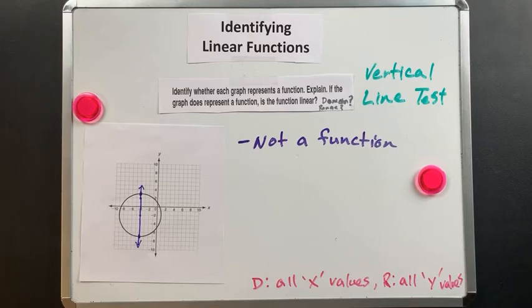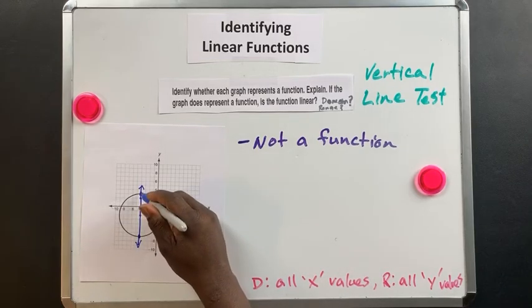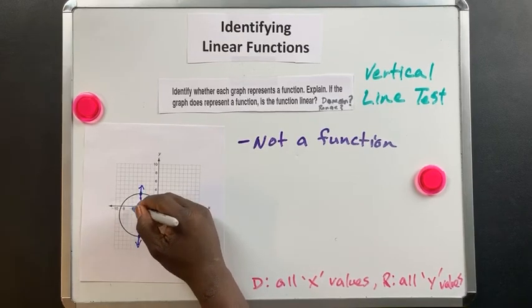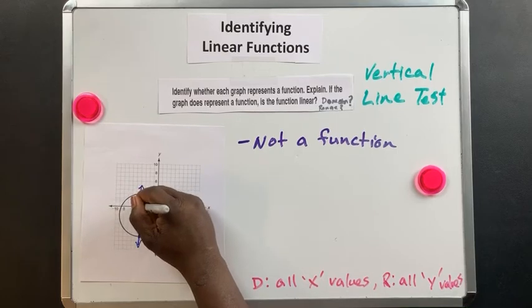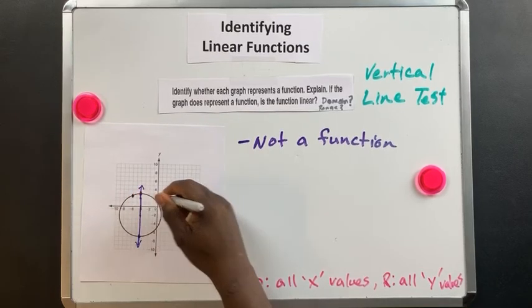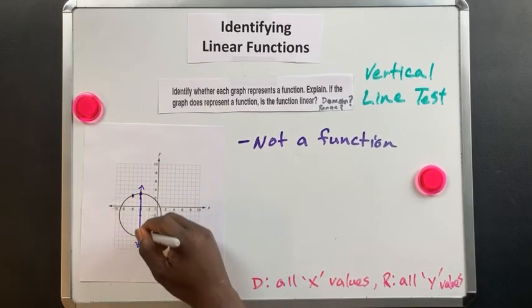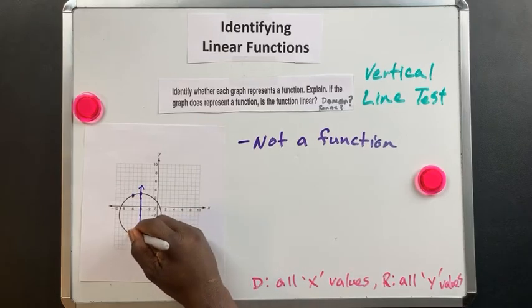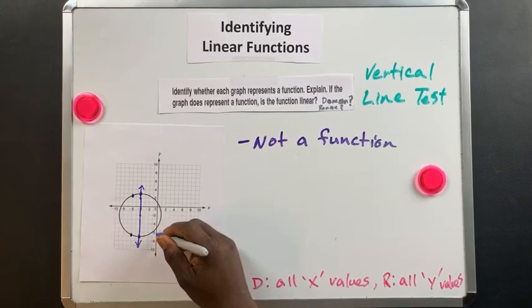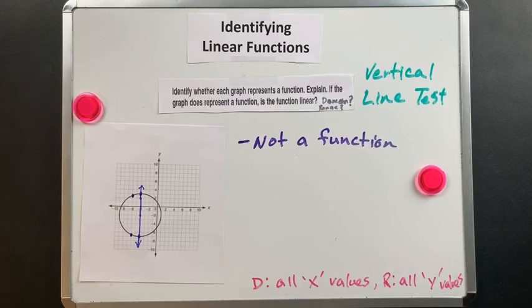Remember, a function is a function when you have one x value corresponding with exactly one y value. In this case, we got one x value, but we got two y values. If I come here at -6, for -6, I have a y value here, which is +3, and I also have a y value here. All right, so not a function.